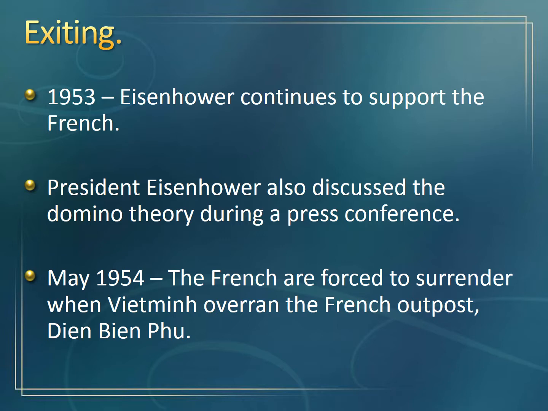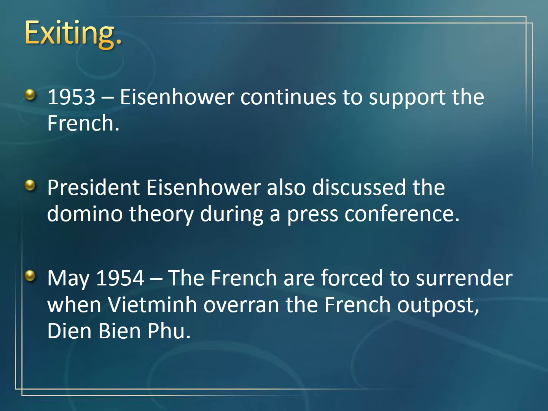In 1953, Eisenhower, who was now president, continues to support the French. President Eisenhower also discussed one of your vocab words, the domino theory, during a press conference, saying that if one country is on the brink of falling to communism, a lot of them will fall. So basically these countries that are in threat of being controlled by communism, if one falls, the rest will fall. So he basically is saying he doesn't want that to happen.